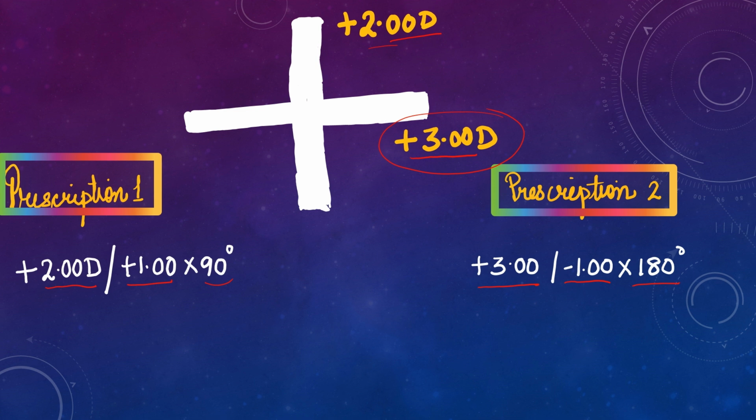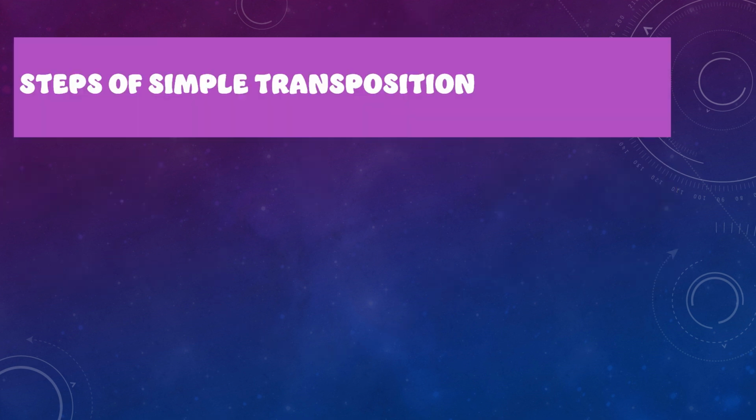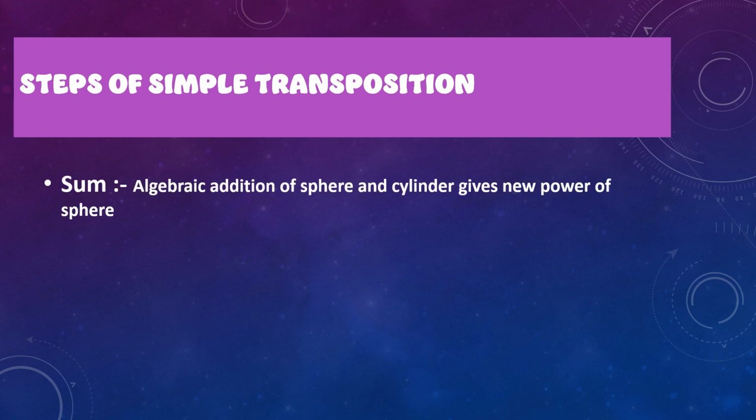However, we have written two prescriptions. The process of converting one prescription form to another is called transposition. Now, is there a simpler way of doing it? Yes. There are certain steps that you can follow to carry out simple transposition. So what are these steps?